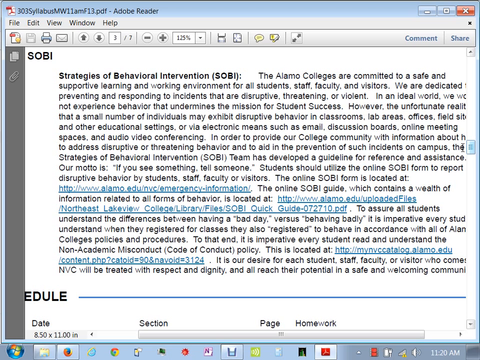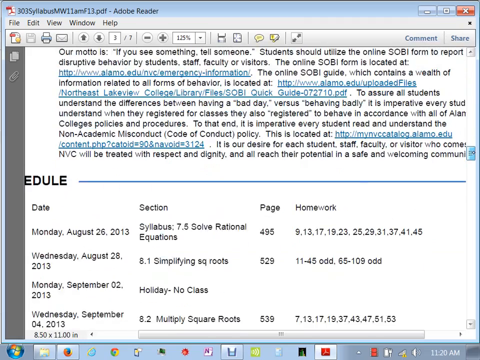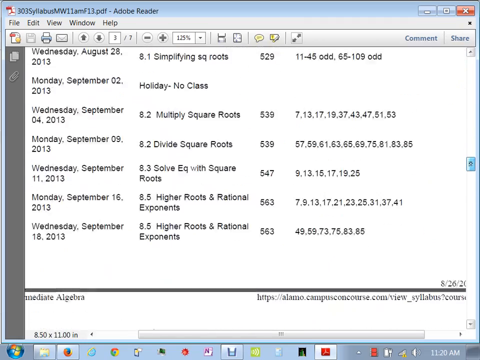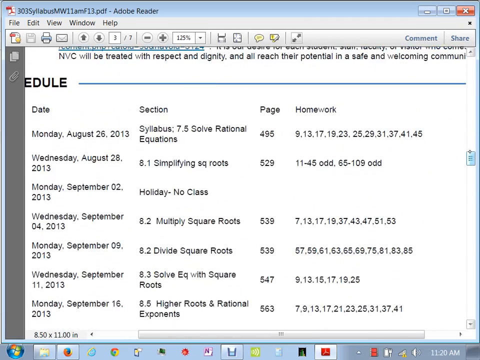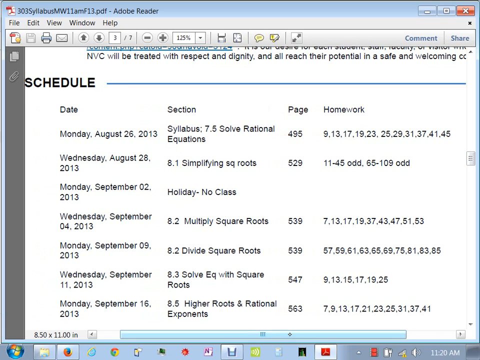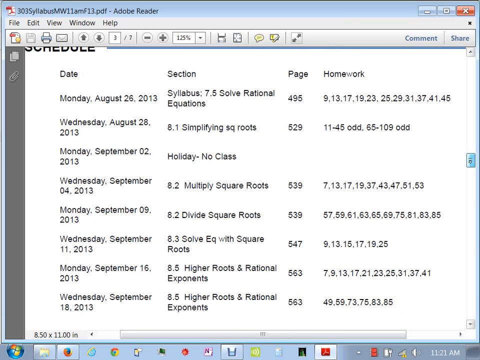SOBI statement. Interesting stuff. All right. This is the schedule of, like, day by day, what we're covering. Now, this syllabus, you can print it, but it'll print out like 8 pages. It's really long. So I put the schedule somewhere else where you can print it out, and it's just the schedule, okay? And so I'll bring that up in just a second.